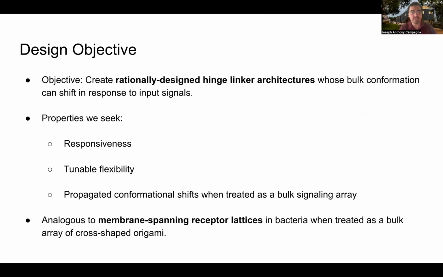So our design objective is to create rationally designed hinge linker architectures whose bulk conformation can shift in response to input signals. When I say bulk conformation, I mean having several DNA origami, whereas I'm modeling a singular DNA origami in multiple different conformations. So properties we seek are responsiveness, tunable flexibility, and propagated conformational shifts when treated as a bulk signaling array, analogous to membrane spanning receptor lattices in bacteria, going back to chemotaxis.